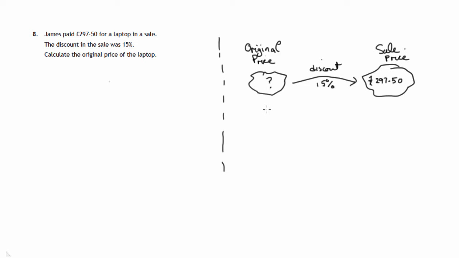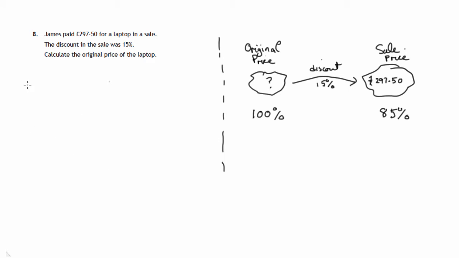Now, if we think in terms of percentages, the original price, if we call that 100%, a discount of 15% would leave 85%. You're taking away 15% from 100%. So 85% would correspond to this £297.50. Now, there's a couple of ways we can go about this.